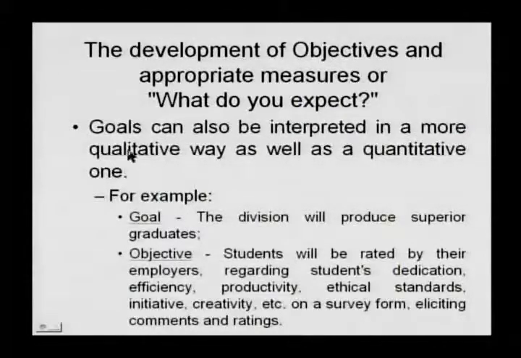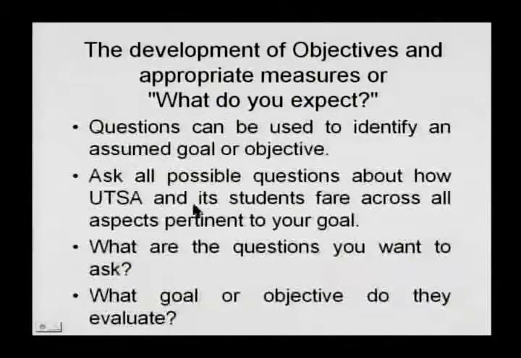Goals can also be interpreted in a more qualitative way as well as a quantitative one. For example, the division will produce superior graduates. The objective: students will be rated by their employers regarding students' dedication, efficiency, productivity, ethical standards, initiative, creativity, etc. on a survey form, eliciting comments and ratings. So you can't really quantify these with an infinite number. They're usually ranked or scored. And we'll talk about these different types of data as we proceed through other lectures as well.